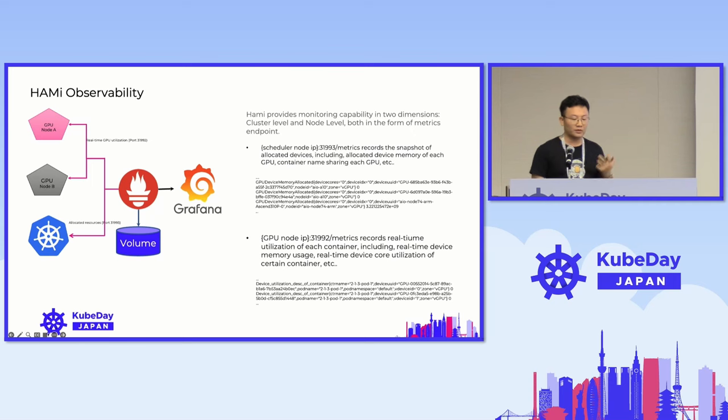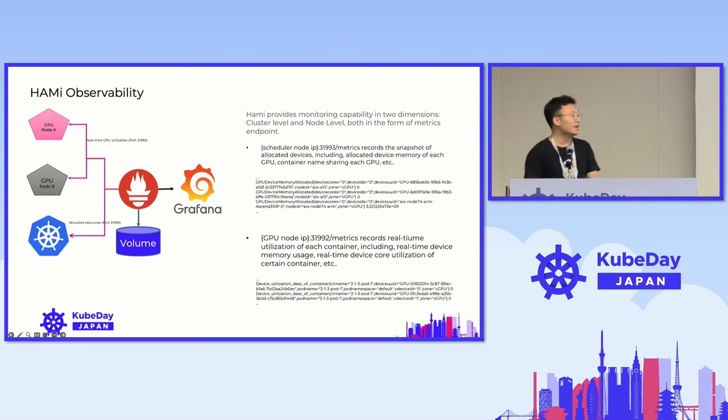Of course, HAMi provides observability support at two different levels. At the scheduling level, you can view the scheduling state of the pod, the load, and the GPUs. At the device level, you can clearly see the GPUs allocated to the pod and the actual usage. It also helps users monitor their infrastructure usage, such as the token usage consumed by application A and application B.